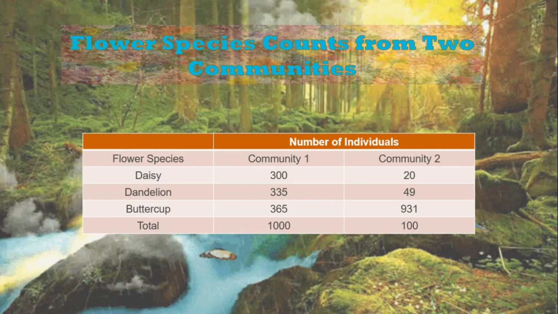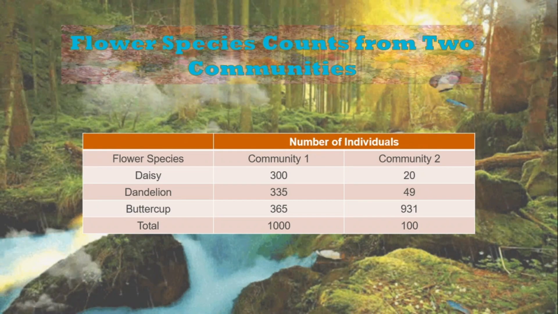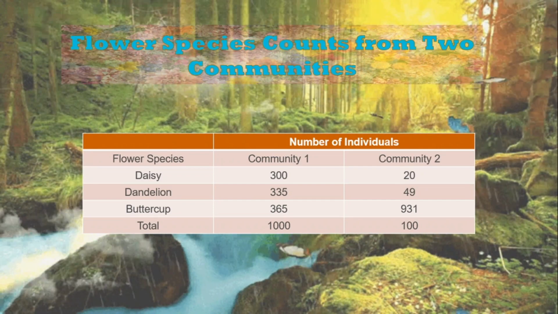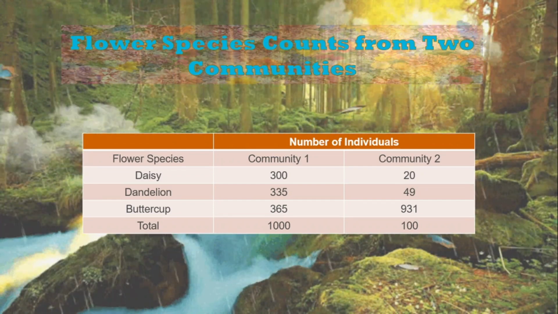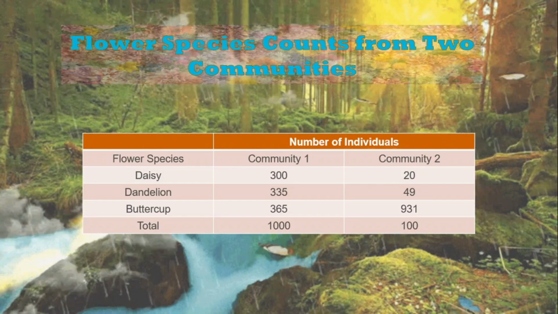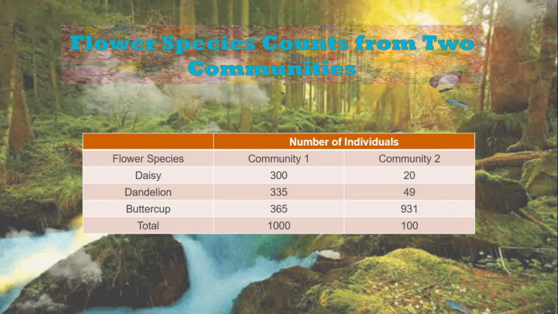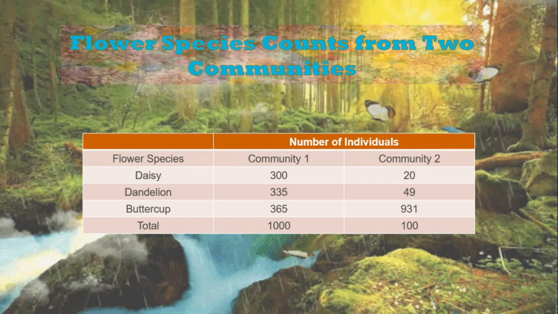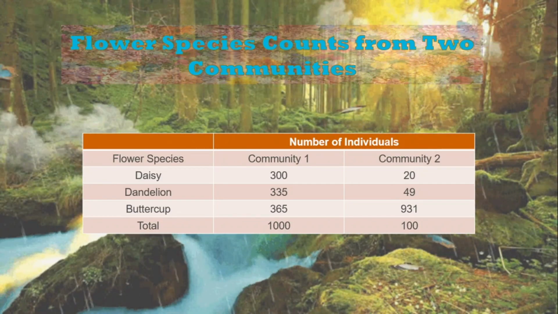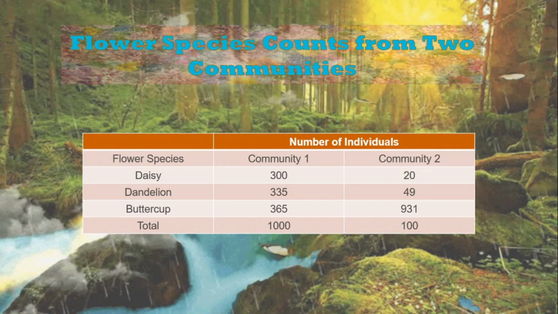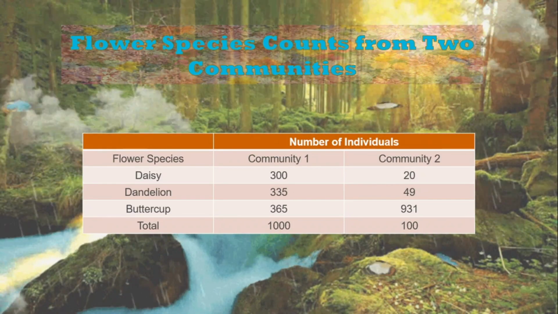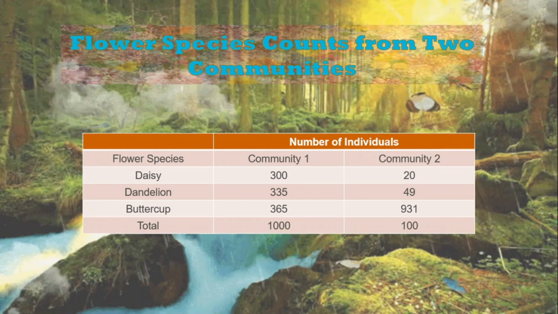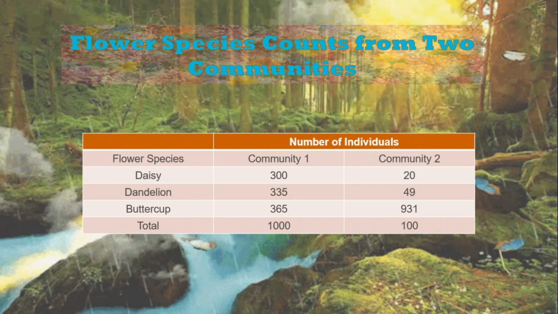Okay, let's use this example: flower species counts from two communities. There are 3 species of flower: daisy, dandelion, and buttercup. And we have community 1 and community 2. The number of individuals of flower species daisy, dandelion, and buttercup in community 1 is 300, 335, and 365 respectively. While for community 2, the numbers of daisy, dandelion, and buttercup are 20, 49, and 931 respectively.